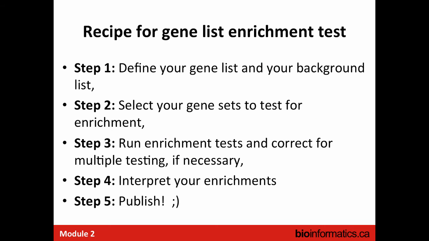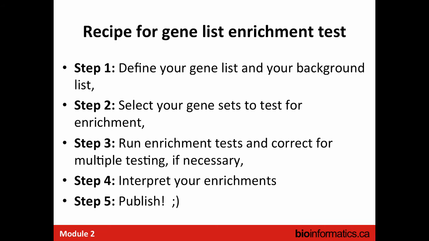Okay, so here's the recipe for doing the enrichment test. First, you define your gene list and your background, right? Then you select your gene sets or pathways to test for enrichment. Really, you should select these ahead of time. Otherwise, you're just going to be continually selecting pathways until you find one that you like, right? And that's not quite kosher.